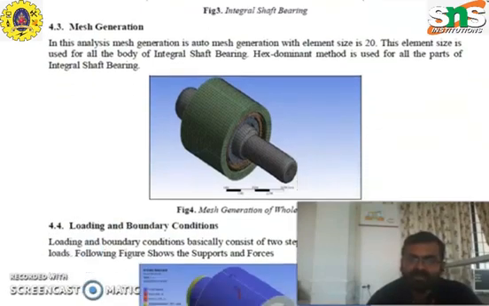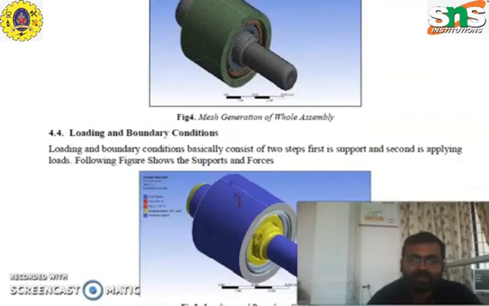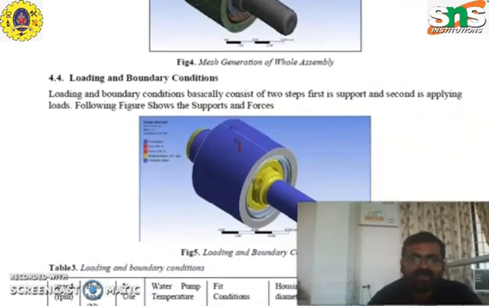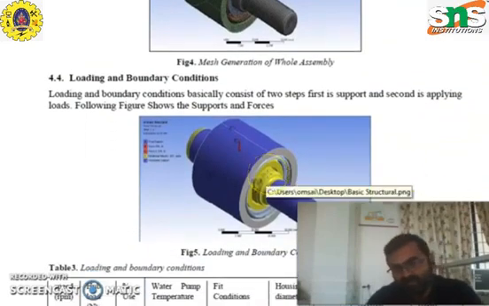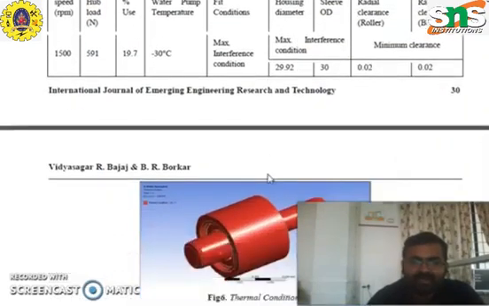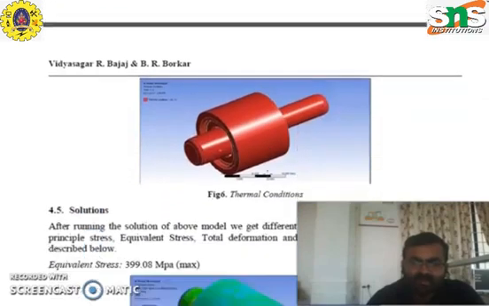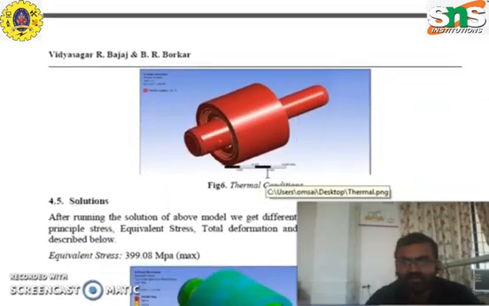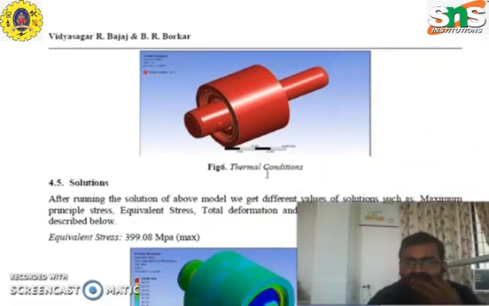After that, we have to apply the loading and boundary conditions, in both the radial and axial directions. This is the loading condition. After that, we have to find out where the maximum load will be acquired. We have to find out the maximum load and thermal conditions.